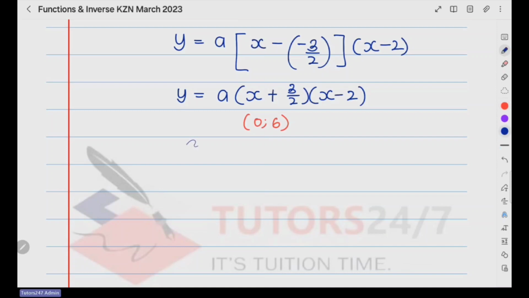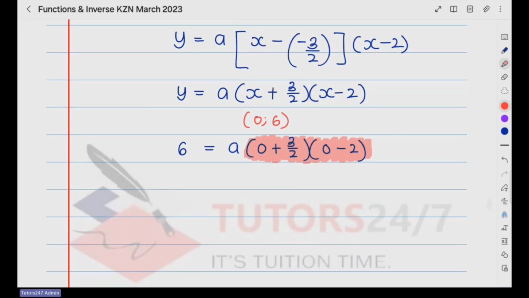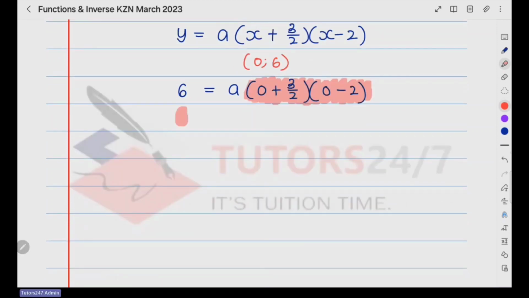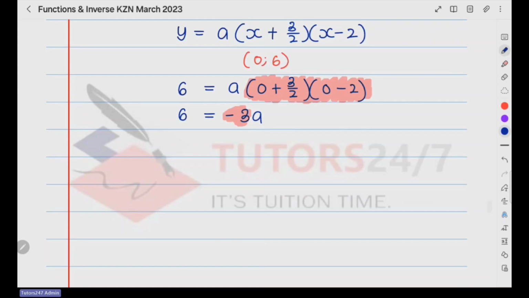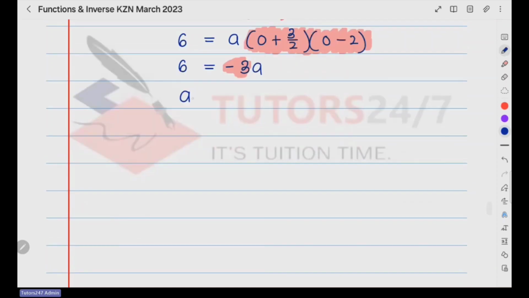So from here, y is 6, x is 0. And if we put everything that's inside of the bracket as is into our calculator, we end up with a value of negative 3. So we now know that 6 is equal to negative 3a. Take note that that negative 3 came from everything inside of the bracket. We can divide both sides by negative 3 and end up with a equals negative 2.